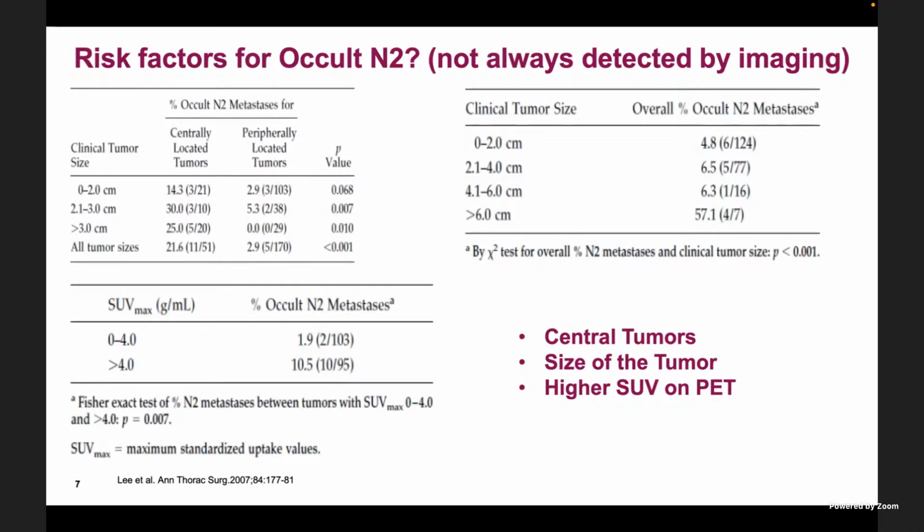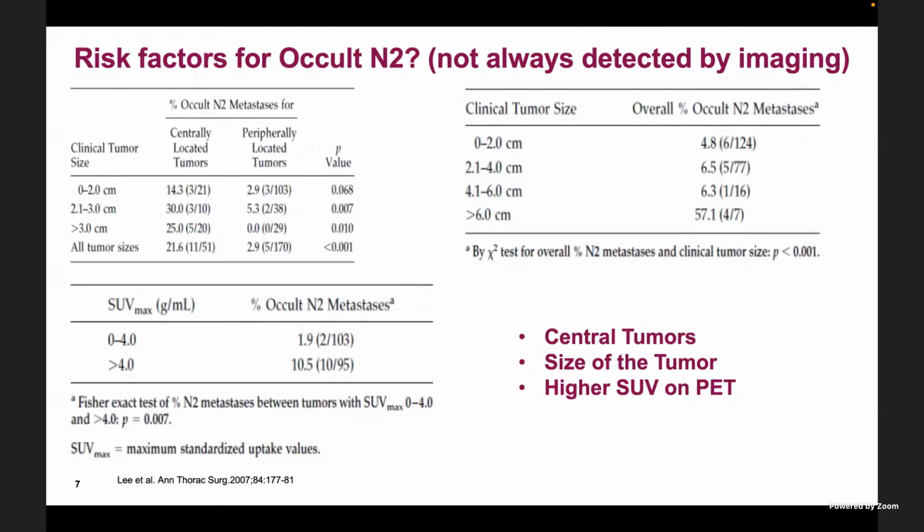So there are certain predictors on the PET-CT which say that an occult N2 can be identified with a positive predictive value on a PET-CT scan. One of them is the tumor being central. The other is the clinical size of the tumor on the PET. So in case we have a tumor which is around 6 centimeters, there is a 6% chance, 1 in 16 patients would have an occult N2 met. But if the tumor is more than 6 centimeters and we don't see anything on a PET, we should be very careful and think that there is a 4 in 7, that is a staggering 57% chance that we have missed something, and there is an occult N2 met.